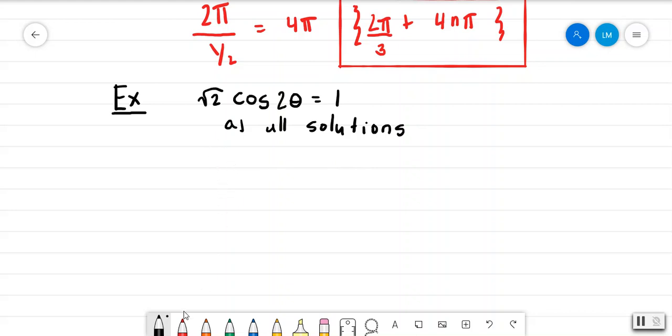As we go ahead and try to solve this equation, we have the root 2 cosine, and the angle is 2 theta.